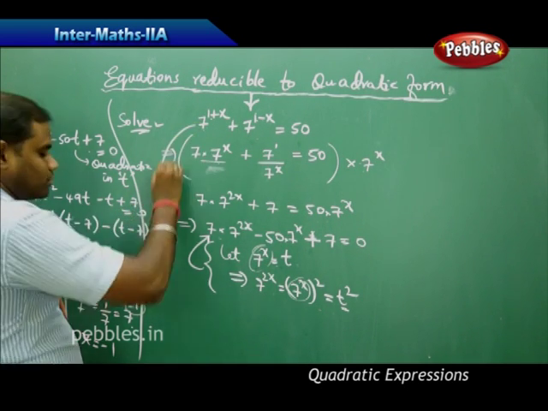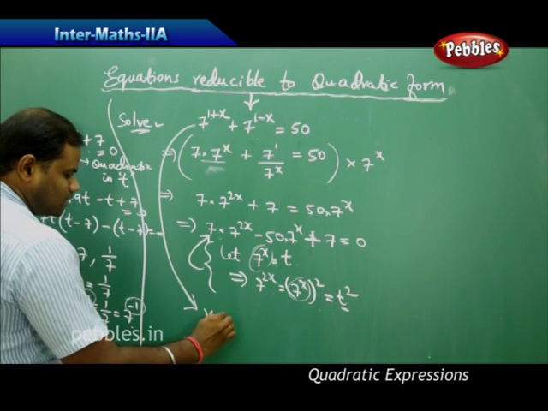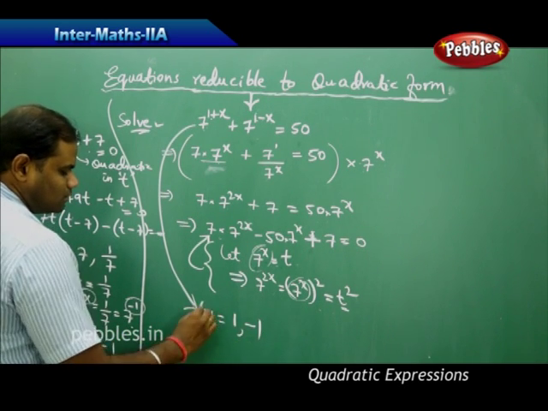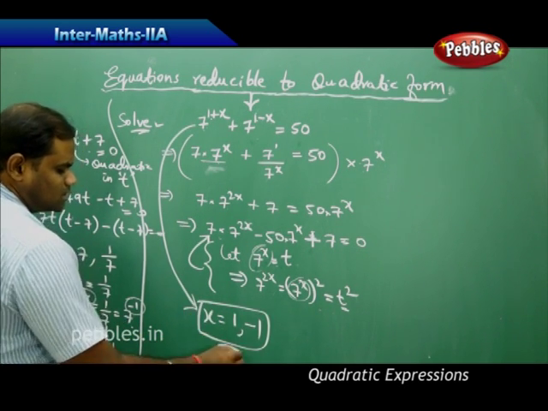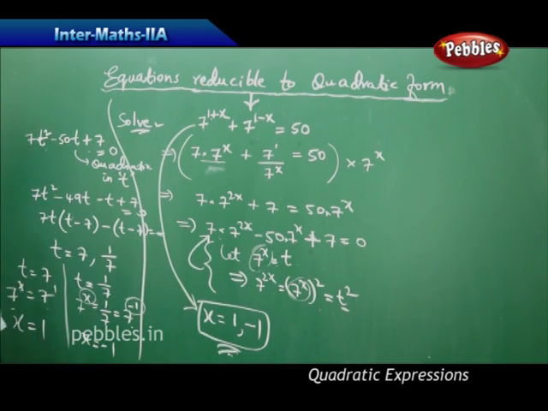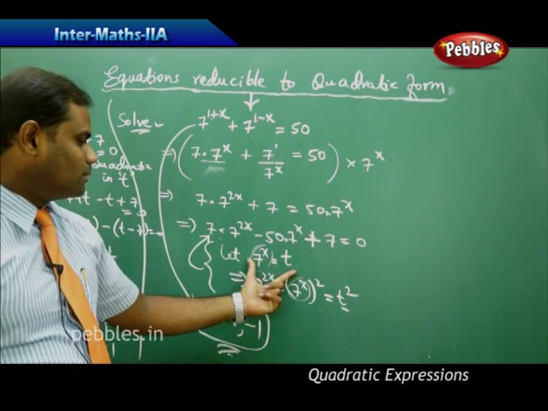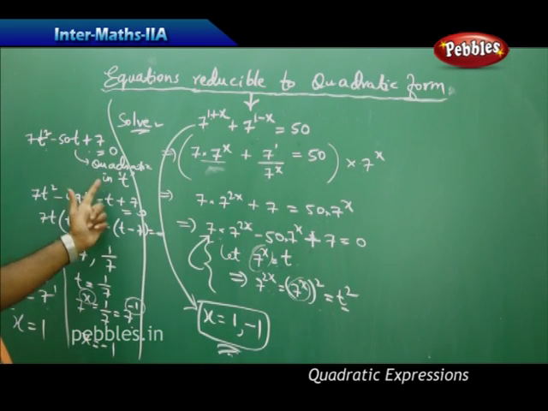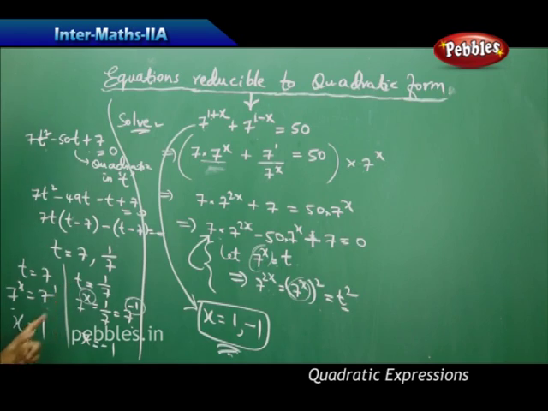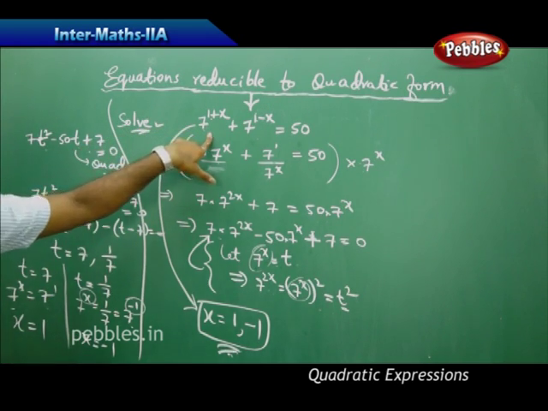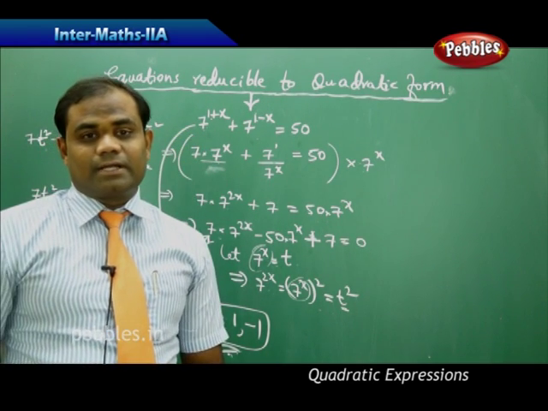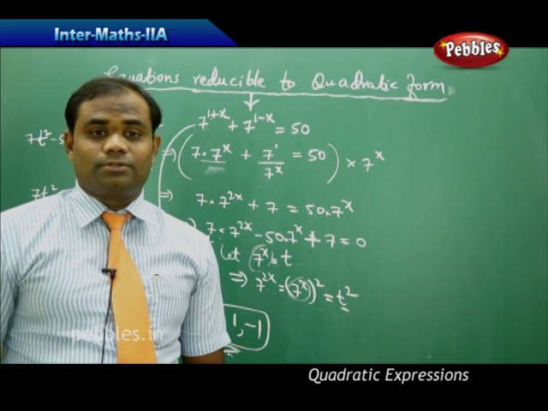Therefore, the solutions of the given equation are x equal to 1 and minus 1. This is how we understand that an equation which is not in quadratic form is reduced to the quadratic form by substitution, and that gives me the values of x indirectly. This is how we understand equations reducible to quadratic form.